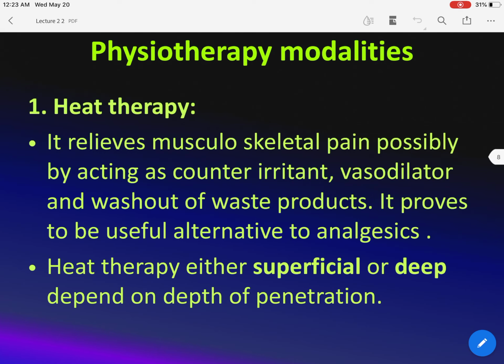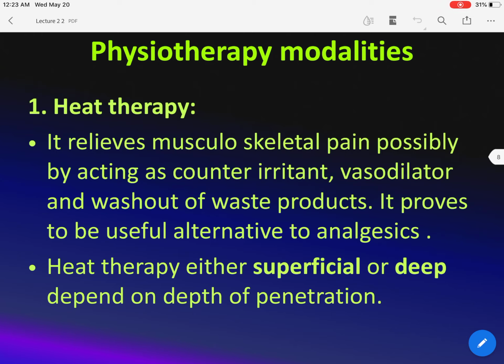The main part of this is physiotherapy modalities. It's not a rehabilitation center. The rehabilitation center is separated from the hospital. This is mainly physiotherapy modalities: relieve pain, relieve spasm of the persons.